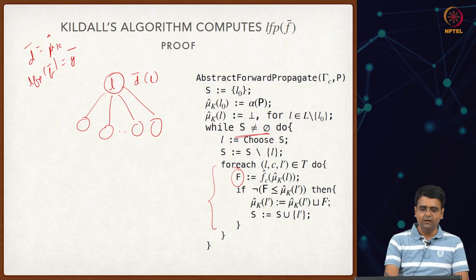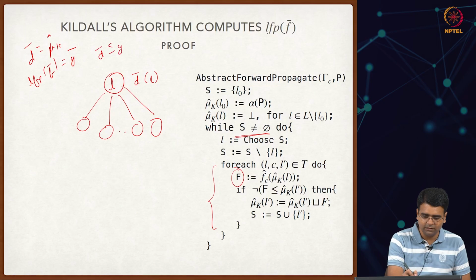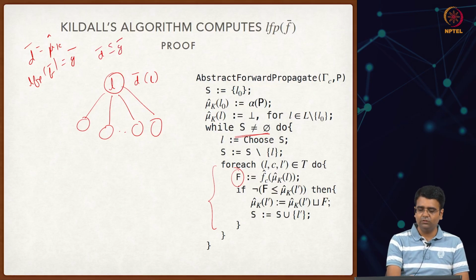So we know that d bar is less than or equal to g bar, and we want to show that the new value at mu hat k is also less than or equal to g bar. Now you can see that for some location L prime, we are going to change the value. If this particular if statement is never executed, meaning that the value of mu hat k is never changed, then we do not have to do anything, because we already know that the value of mu hat k at the beginning of the iteration is less than or equal to g bar, and if the value does not change, it will continue to remain less than or equal to g bar. Remember g bar is fixed, this is the least fixed point of the function f bar.